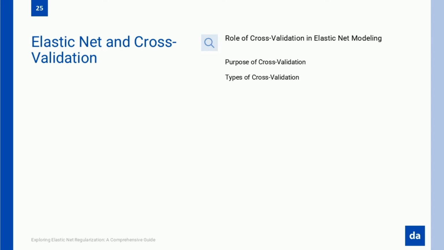Cross-validation helps prevent that by ensuring our model generalizes well. The most commonly used method is k-fold cross-validation. Instead of training on just one chunk of data and testing on another, we split the dataset into k equal parts, or folds. The model is trained on k-1 of them and tested on the remaining one. This process repeats k times, each time using a different fold as the test set.